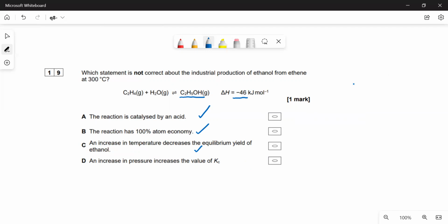Right, an increase in pressure increases the value of Kc. Now that's wrong. The only thing that affects Kc is temperature. That's a bit of a trick question, right?